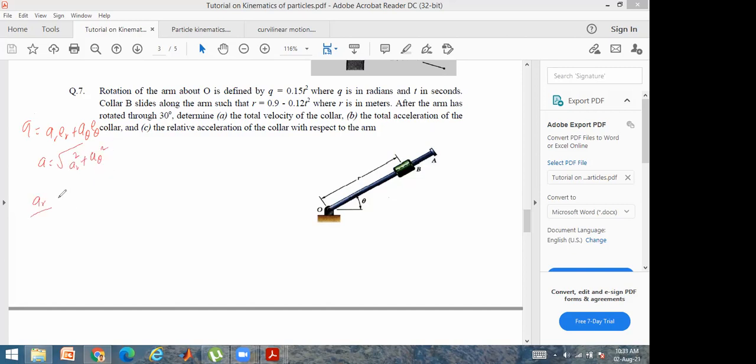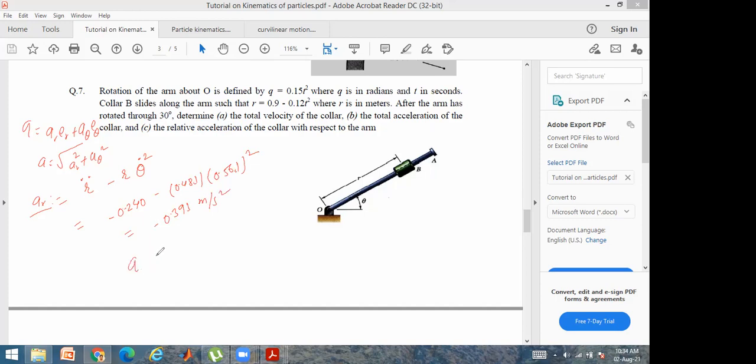So ar, how do you find ar? ar find गर्नको लागि हामीले अघि हेरिसकेको फर्मुला: r double dot minus r θ dot square. r double dot हामीले निकालिसकेका छौँ, minus 0.0240 minus 0.481, र θ dot को 0.56 हो. यो चाहिँ हाम्रो minus 0.391 meter per second square ar.